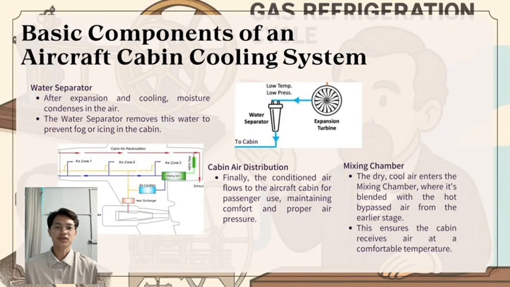After the air has cooled, some of the moisture inside it condenses. The water separator removes this to avoid fog or icing inside the cabin. Next, the cool dry air is mixed with some hot bypass air in the mixing chamber. Why? Because if we only use the super cold air, the cabin would be freezing. So this stage helps set a comfortable temperature. And finally, this conditioned air is distributed to the cabin, where it keeps passengers comfortable and maintains proper pressure.